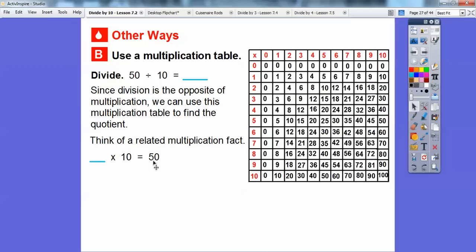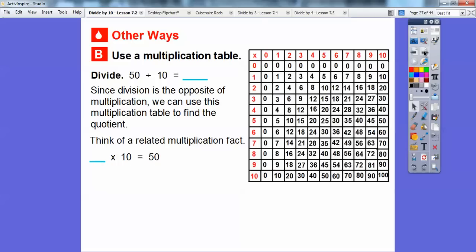Now in a couple lessons from now, we're going to use the letter n. N is just an unknown number. In higher math, like in algebra, we'll use letters like x or y or other letters. They're just unknown variables, we call them. So what number times 10 equals 50?